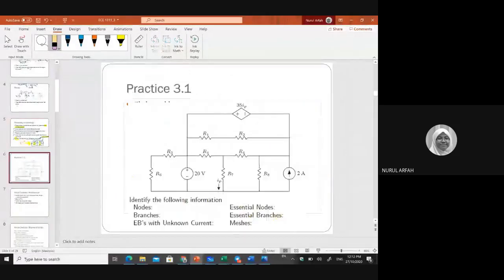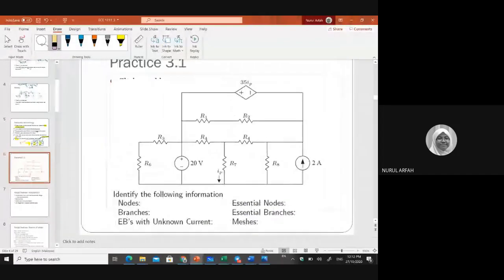Okay, we go back to our class. How many essential nodes do we have here? Wait, what are essential nodes? When you have 3 or more branches connected at a single point. Essential nodes are when you have 3 or more branches or elements connected at a single point. So which one is with that node?